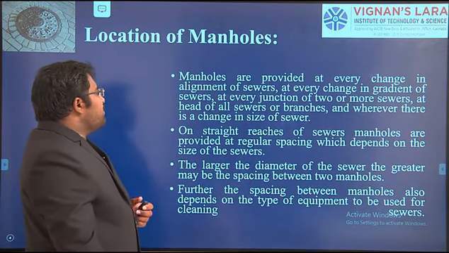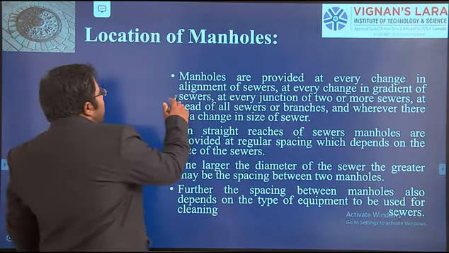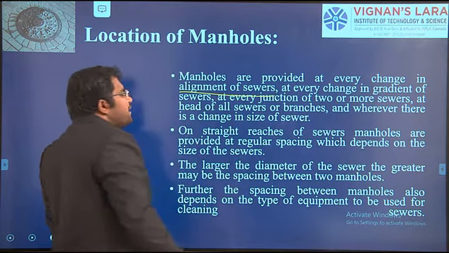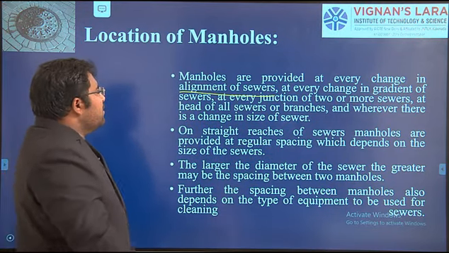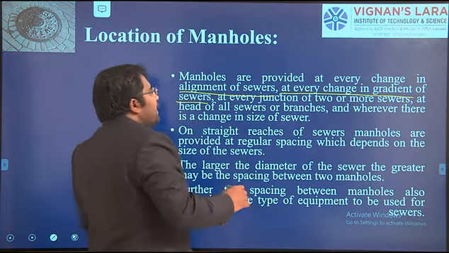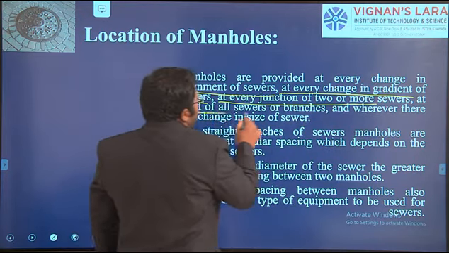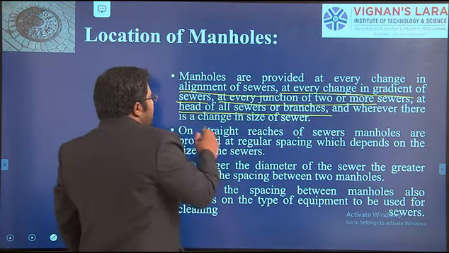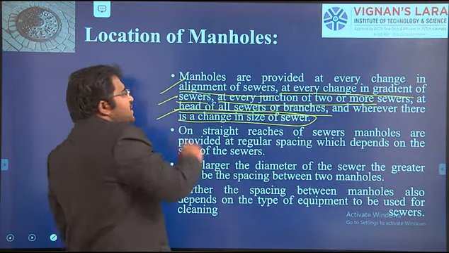Now we will see. Manholes are provided at every change in alignment of sewer. This we know. Alignment means directions. At every change in the gradient, that we know. At every junction of two or more sewers, at the head of all sewers or branches, and wherever there is a change in size of sewer. These all conditions we discussed.